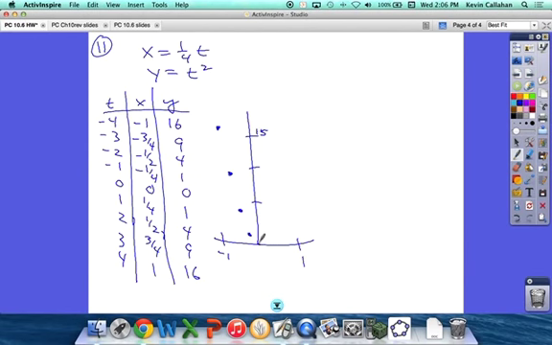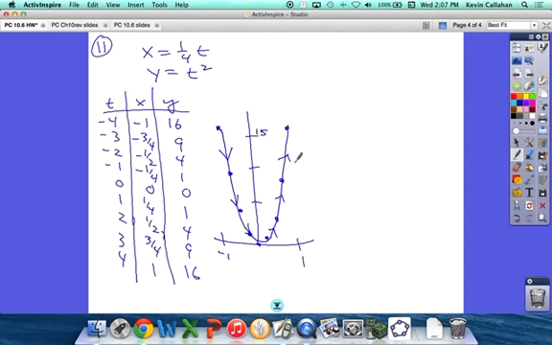And 0. And then the others are all reflections. So that'll be about there. This one will be about there. This one will be about there. So the first value was here, and as we increase t, the graph went like that. That's it.